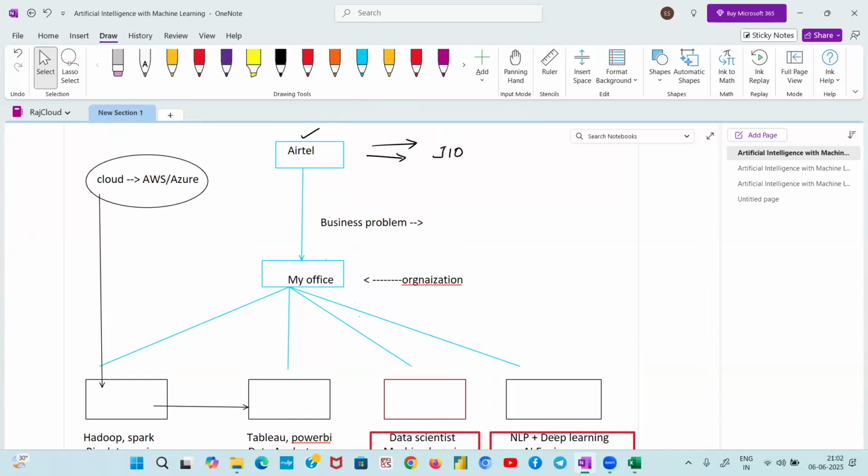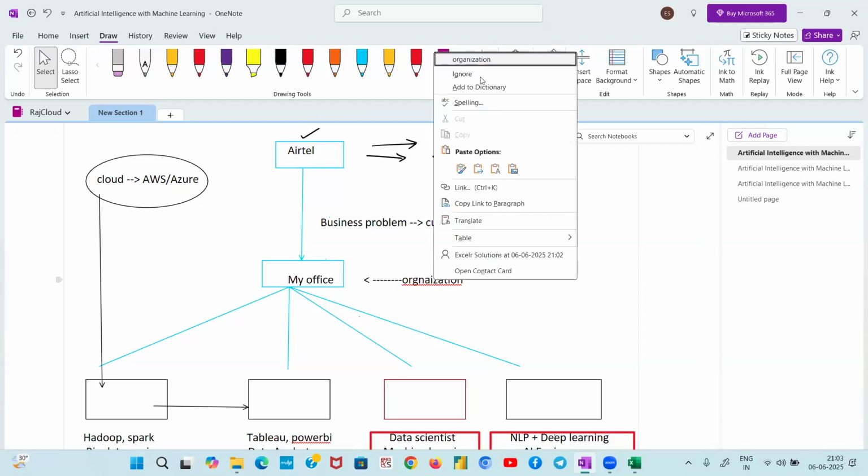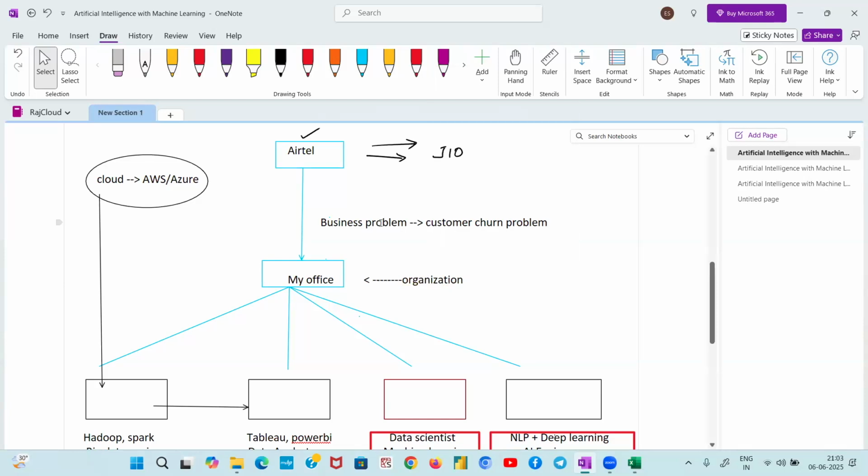Okay, the business problem is what? Every day customers are leaving. Actually, we call it the customer churn problem. Churn means jumping out. So this is the business problem. They came to us because the Airtel company doesn't know analytics. In simple words, the Airtel company doesn't know analytics, but they need a person who can do such analytics.